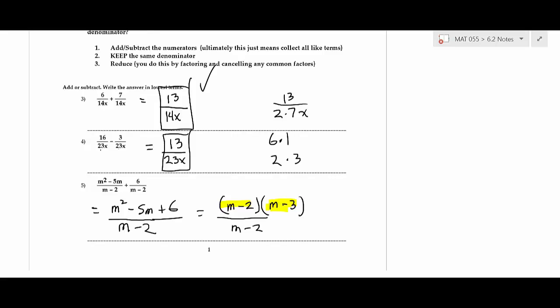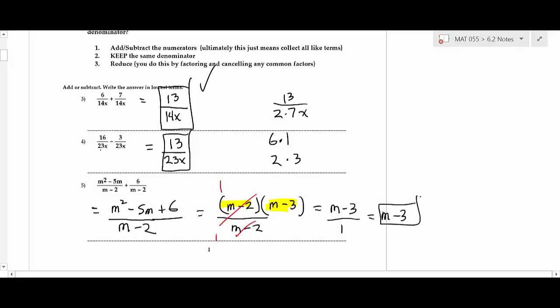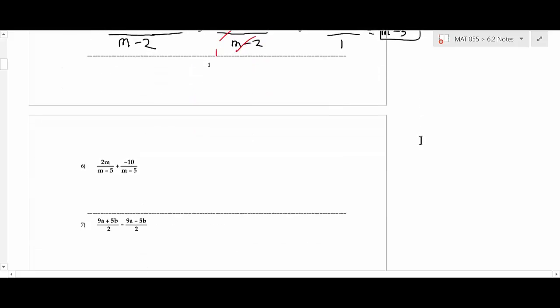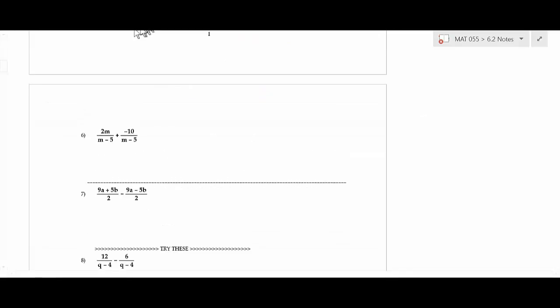Now what happens? m minus 2 cancels, so we go ahead and cancel that. That's really a 1/1. What you're left with is m minus 3. I just put that 1 for emphasis. You never need to have 1 in the denominator, so that's m minus 3. Any questions on that? So once you combine it, a lot of times factoring and canceling is the next thing you do, if you can. Okay? Let's run through a couple more of these.